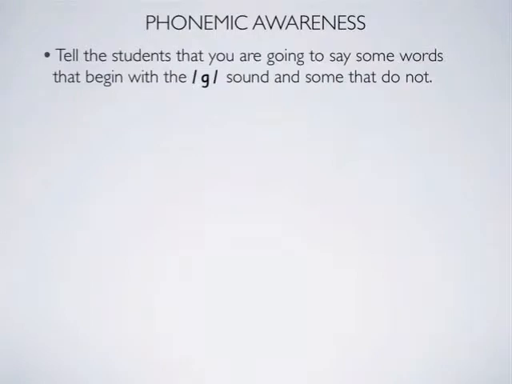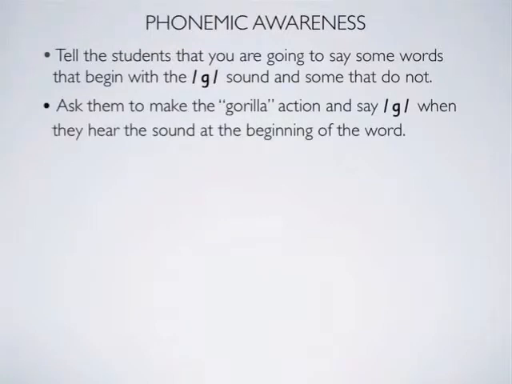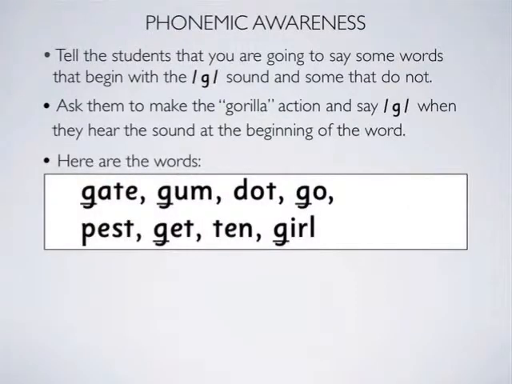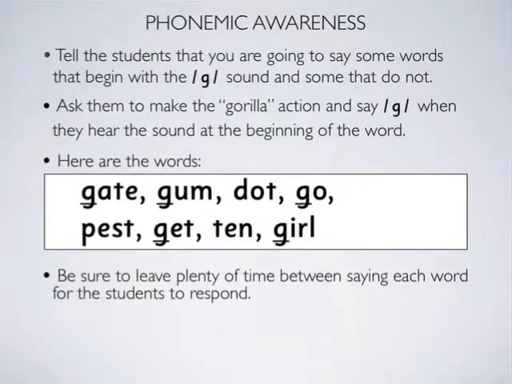Tell the students you are going to say some words that begin with the G sound and some that do not. Ask them to make the gorilla action and say G when they hear the sound at the beginning of the words. Here are the words: gate, gum, dot, go, pest, get, tin, girl. Be sure to leave plenty of time between saying each word for the students to respond.